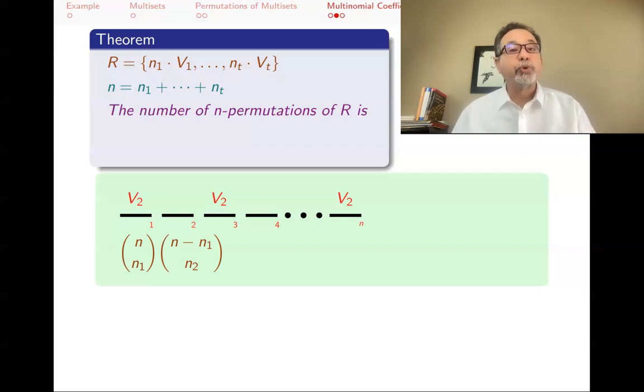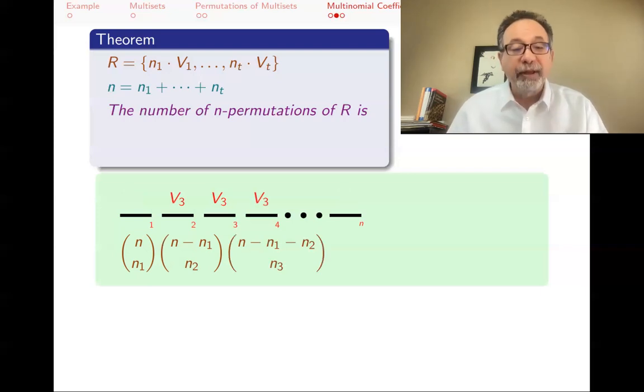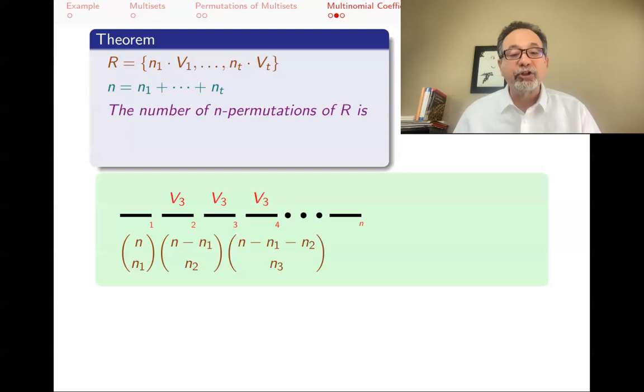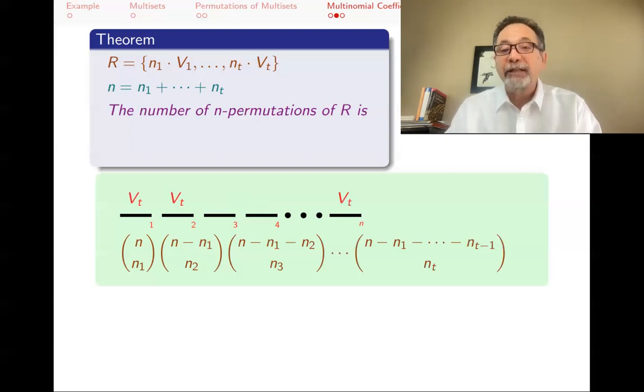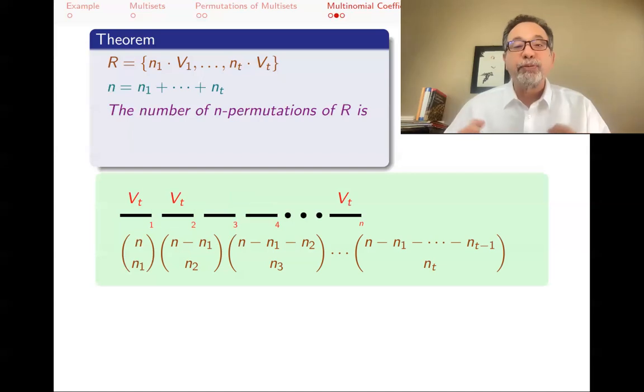You continue, you go on to v3, and you say, well, how many spots are left? Before I put v2, there were n minus n1 spots left. Now I put n2 v2s, so now I have n minus n1 minus n2 spots left, and I want to choose n3 of them to place the v3s. I continue like that. And at the last step, when I'm placing the vts, the number of spots left is n minus n1 minus n2 minus n3 all the way till minus nt minus 1. And of all of those I have to choose nt.